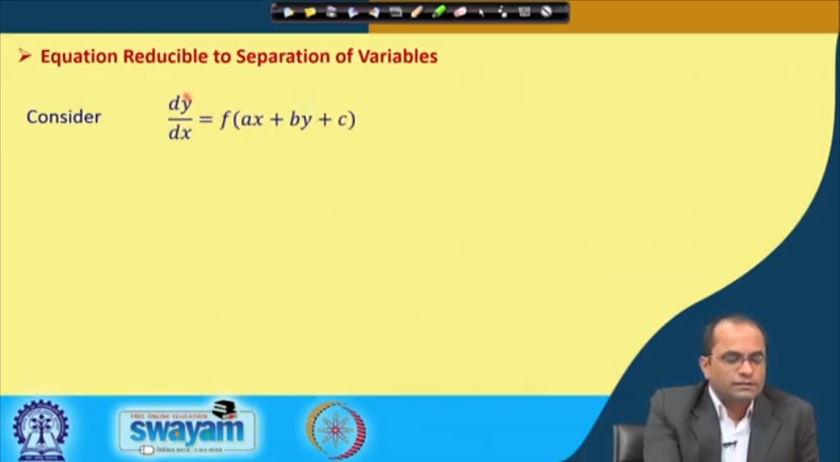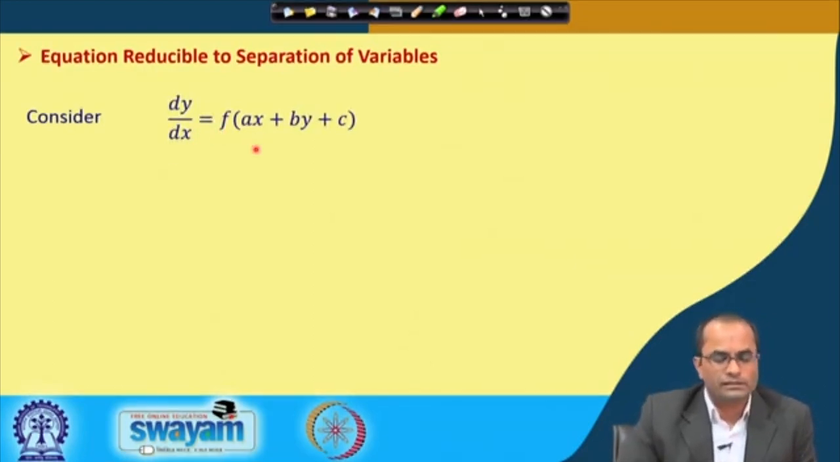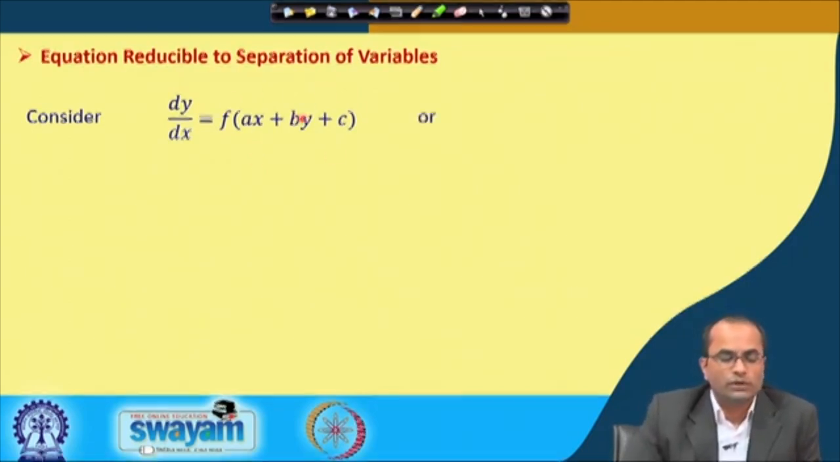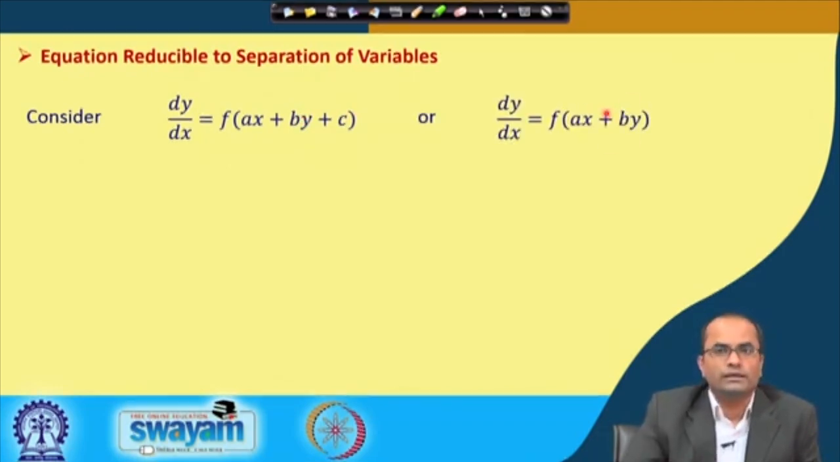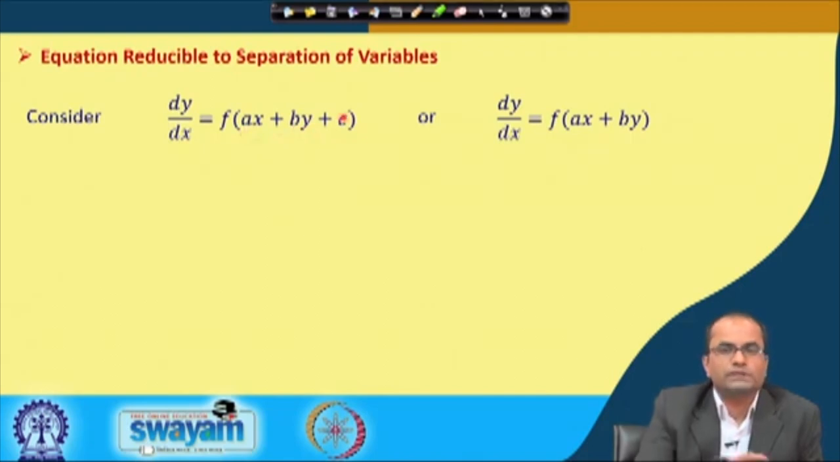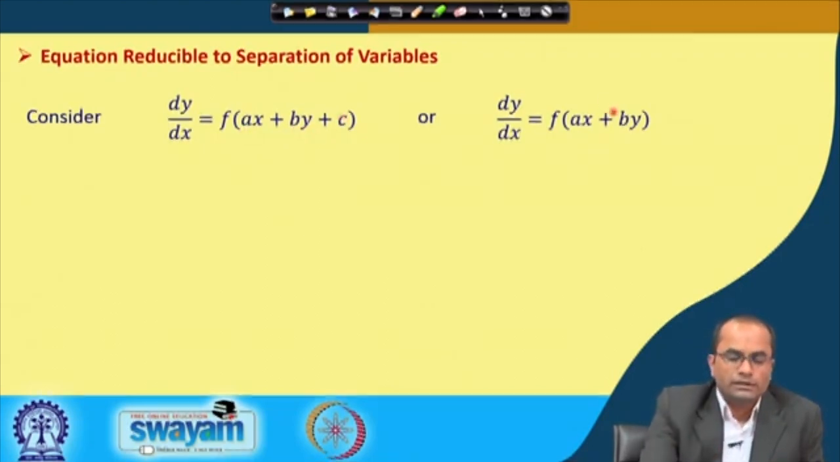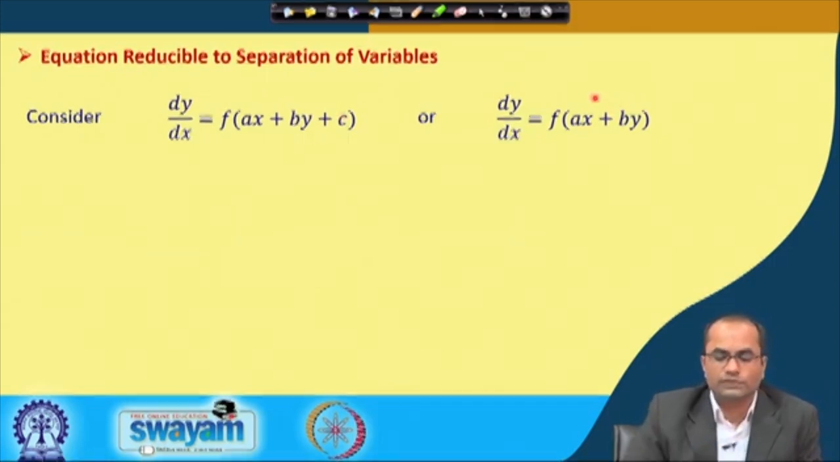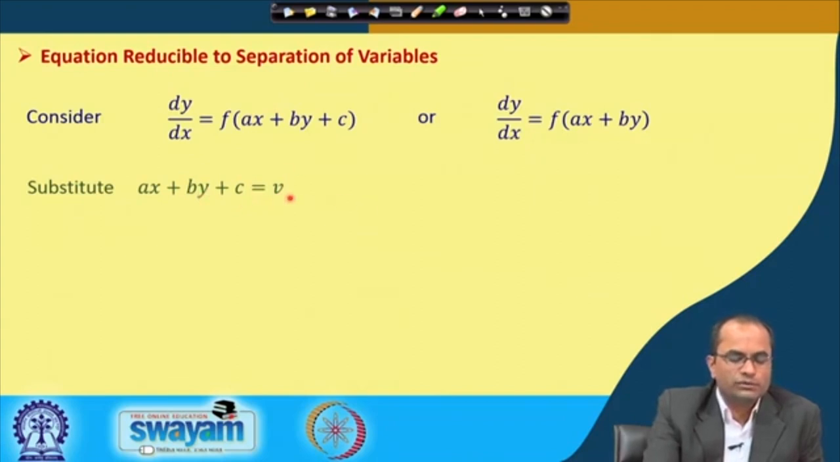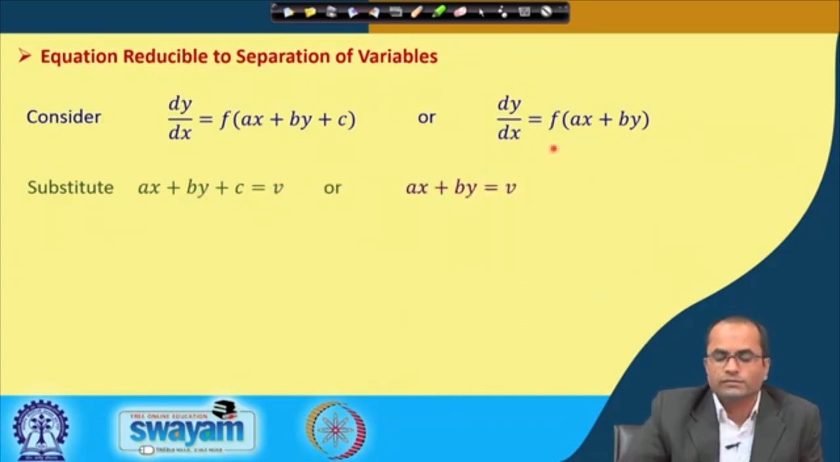So, for instance, if we consider dy over dx is equal to f of ax plus by plus c, or the form is just ax plus by. As such, this given equation may not be in separable form, but if we make a substitution here, we will give a new variable to this expression. We substitute ax plus by plus c is equal to this new variable v, or, when the equation is given in this form, ax plus by is equal to v.